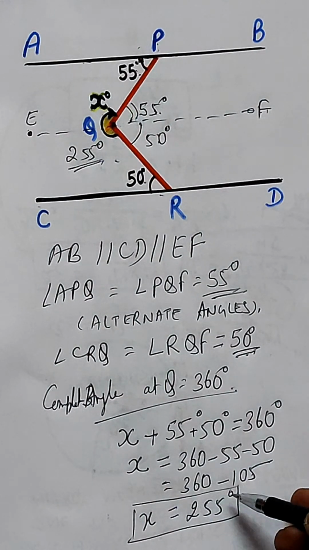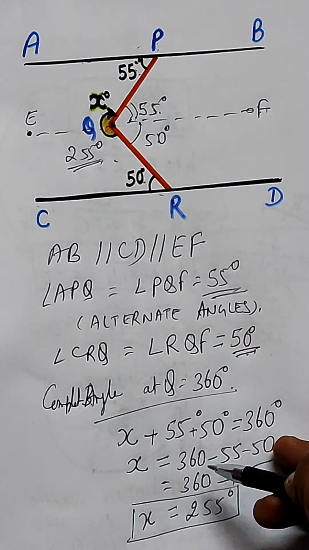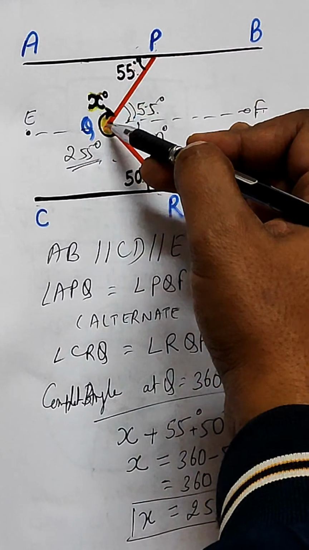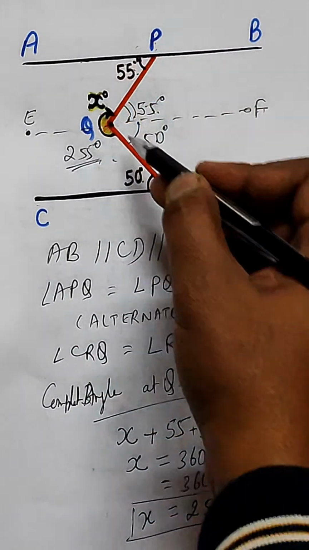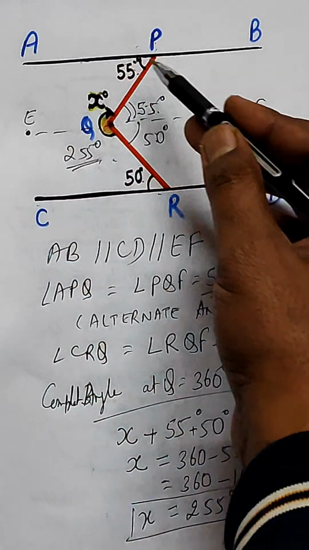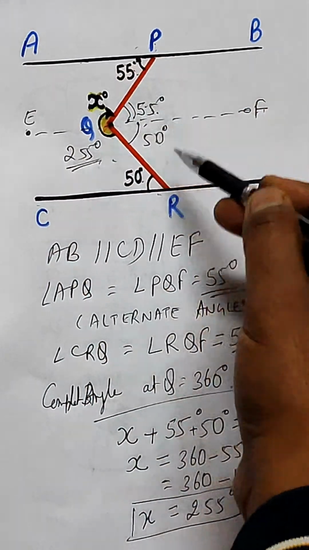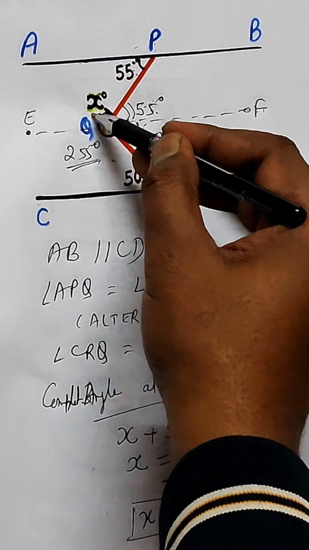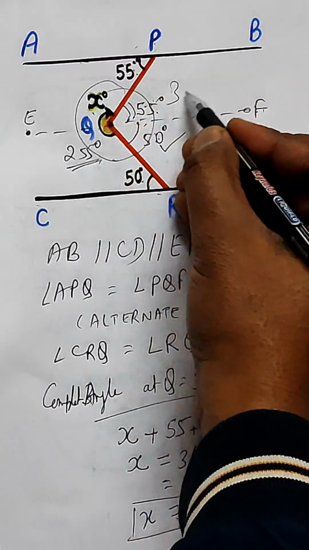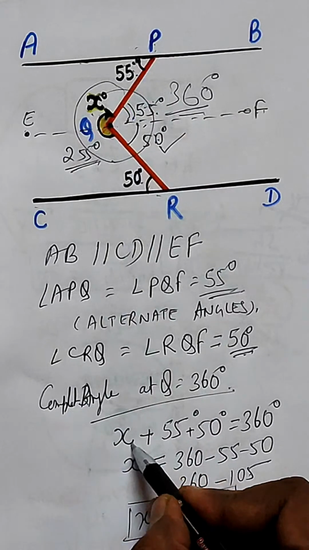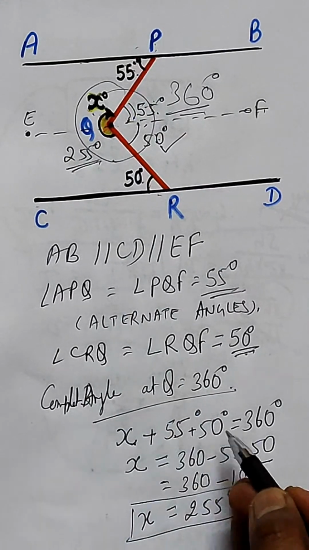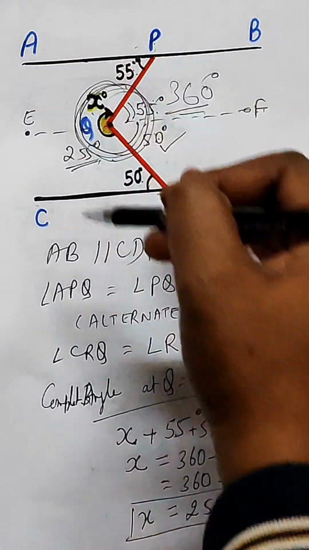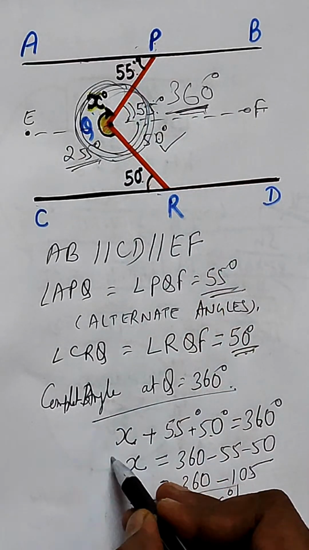So students, I hope you understand how we solve this question, by using the concept of alternate angles, considering PQ as a transversal to AB and EF and QR as a transversal to CD and EF. This alternate angle is calculated as 55, and similarly this alternate angle is calculated as 50. 55 plus 50 plus x is the complete angle, which will be 360 degrees. I used the same concept, because the sum of all angles forming at Q is 360 degrees.